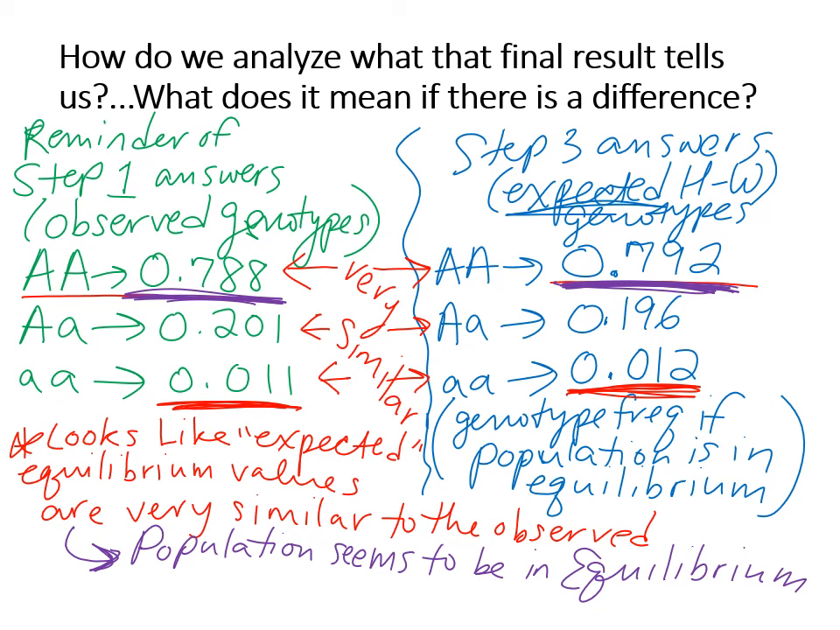Now, if you looked at this and you saw that the expected frequencies were noticeably different from the observed frequencies, it would not only tell us that this population is not in equilibrium, but it would also tell us that one or more of the following Hardy-Weinberg assumptions are being violated in this population. So please write that down.